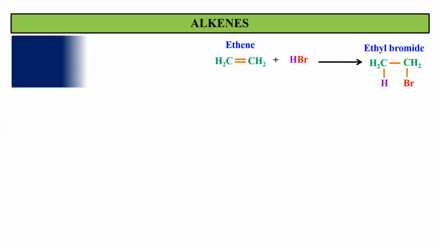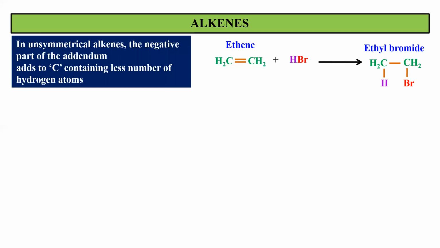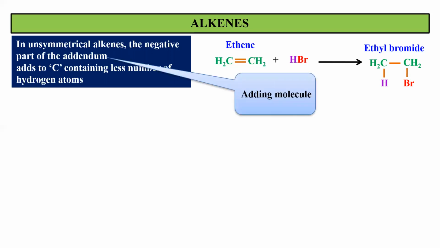So right now we are going to discuss what exactly is the Markovnikov rule. It says that in an unsymmetrical alkene, the negative part of the addendum. Okay, now first thing over here, what exactly is addendum? Addendum is basically your reagent. जैसे HBr है यहाँ पे. So HBr is a species that you are adding to the alkene. So it is an addendum.